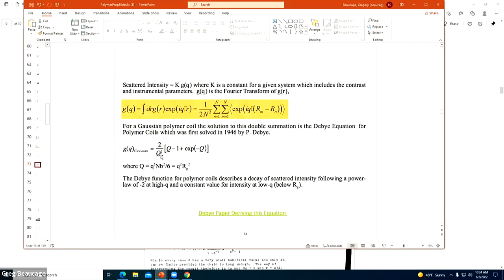So this capital Q, he throws in this capital Q. Capital Q means a lot of different things, but here it means Q squared RG squared. He just substitutes that in, so it's been carried through that that's capital Q. It's the only place capital Q is used that way. But so you have that function.